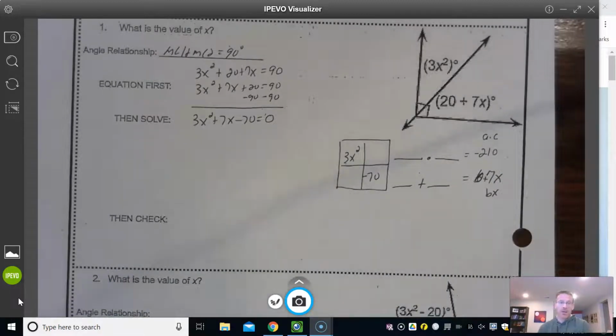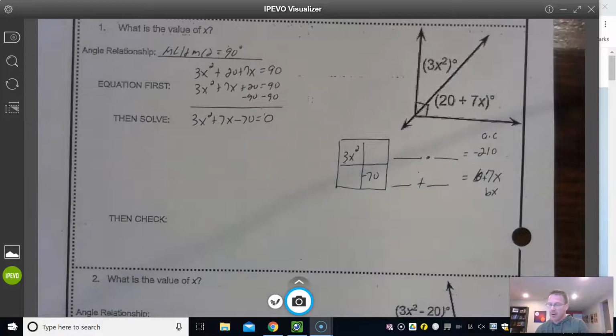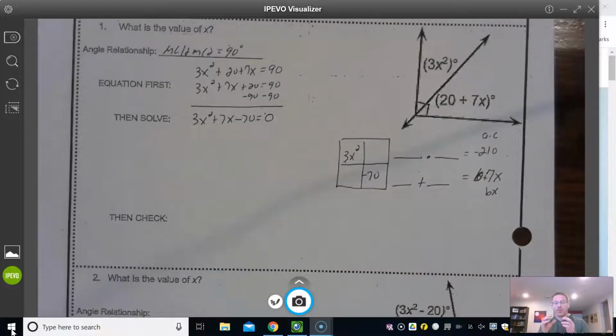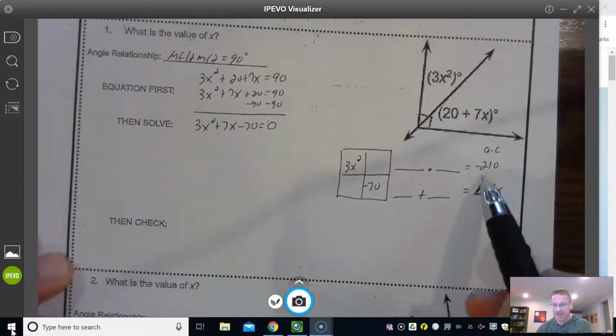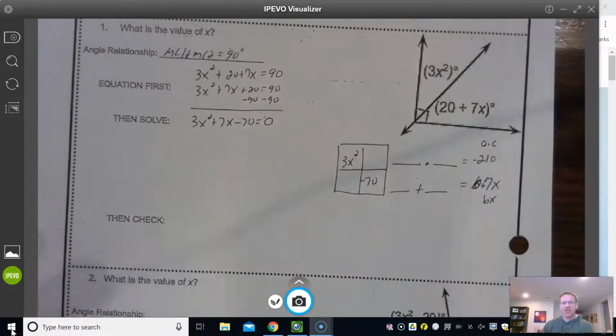I'm going to give you a second to pause the video and see if you can find two factors of negative 210 that add to be 7. Coming back, there are no factors of negative 210 that add to be positive 7. So that's the issue with factoring.